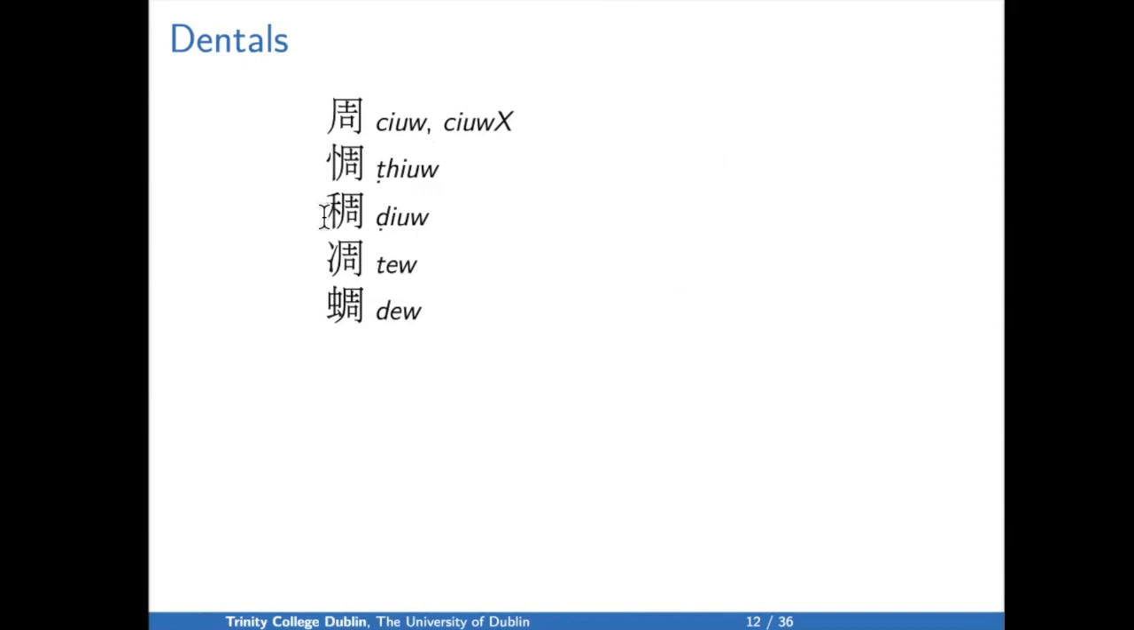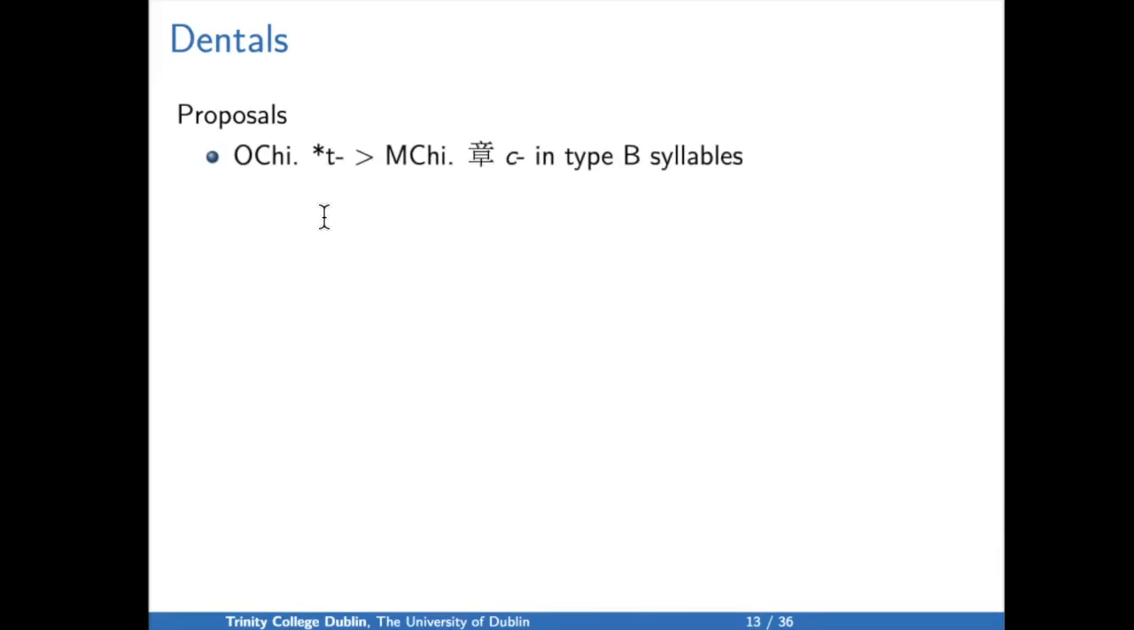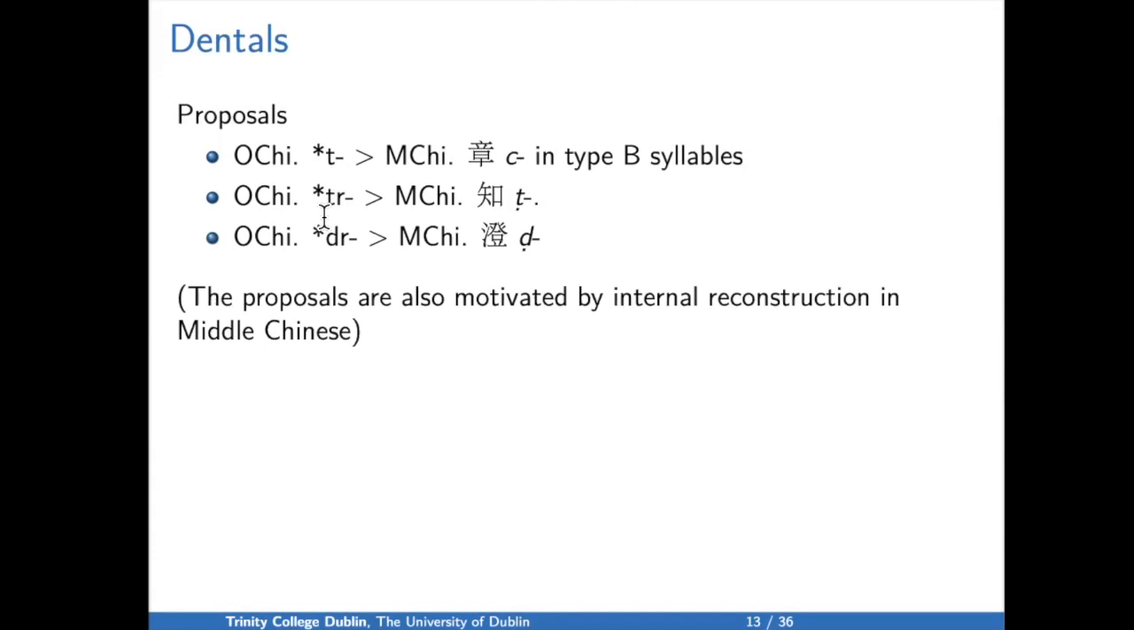So now we want to fix it somehow, right? So the first proposal we'll throw out there is that all Chinese T change to Ch in type B syllables. And then the second proposal is that all Chinese Tr change to Ch. And this happened both in type B and in type A syllables, so we don't need to specify. And similarly, that Dr changed into Da. So those are the proposals we're going to make. And then I'll also mention that these same proposals can be motivated on grounds that have nothing to do with phonetic components of characters, but entirely based on distributional patterns inside Middle Chinese using internal reconstruction. But that's just a side note to say we have independent motivation for these three proposals.